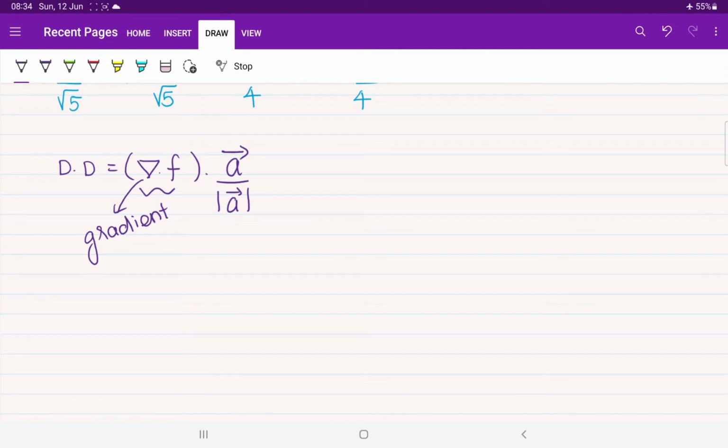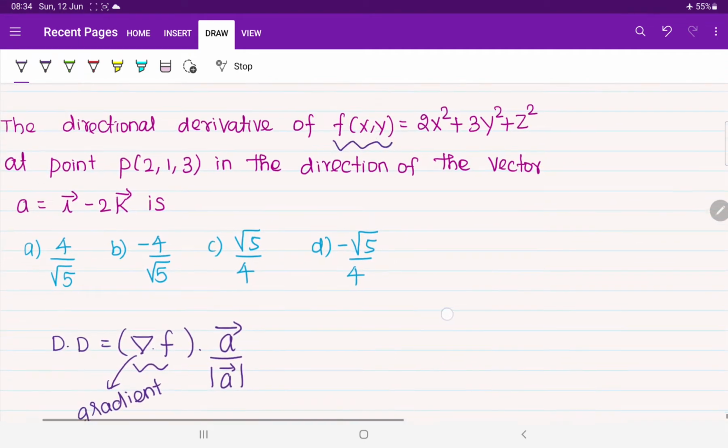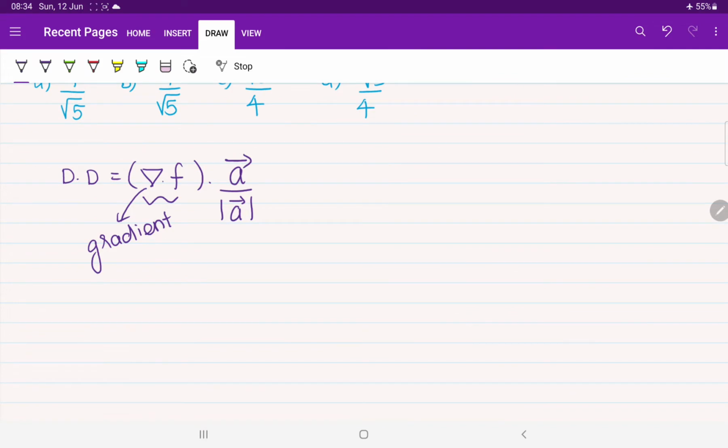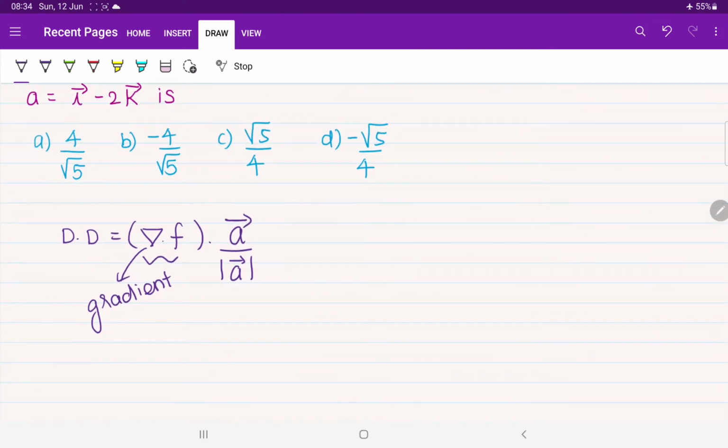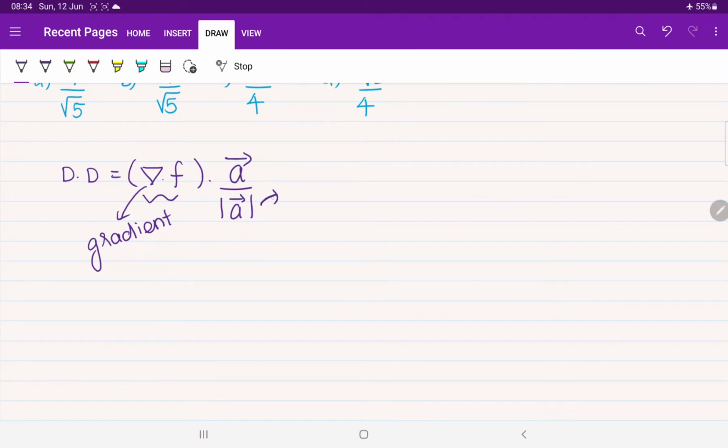First step, you have to find out the gradient of a function. f indicates the function that will be given to you. For this function f, we have to identify the gradient. After that, what does vector a by mod a indicate? Always, mod means we have to identify the magnitude of the vector. That is the meaning of mod.